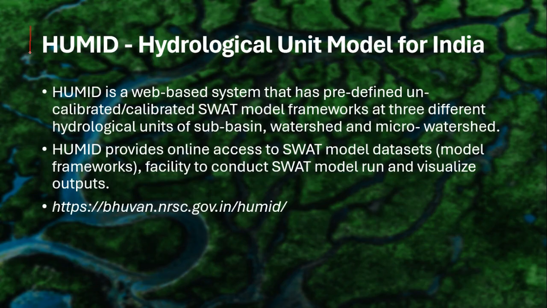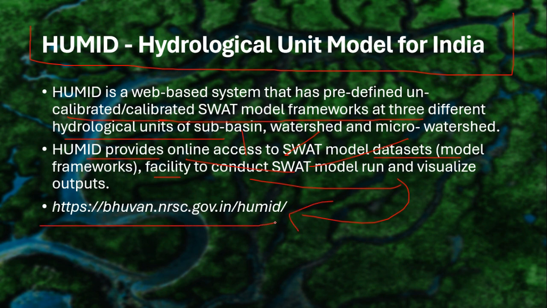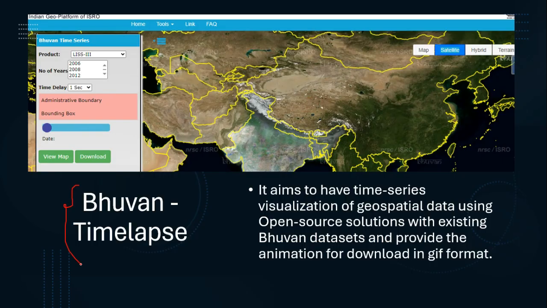Then under the Bhuvan, there is a Hydrological Unit Model for India, HUMID. It is also a web-based system that has predefined uncalibrated and calibrated SWAT model frameworks at 3 different hydrological units: sub-basin, watershed and micro watershed level. So HUMID provides online access to SWAT model data sets and also a facility to conduct SWAT model run and visualize outputs. So here is a website for this model where you can conduct SWAT model run and visualize the output.